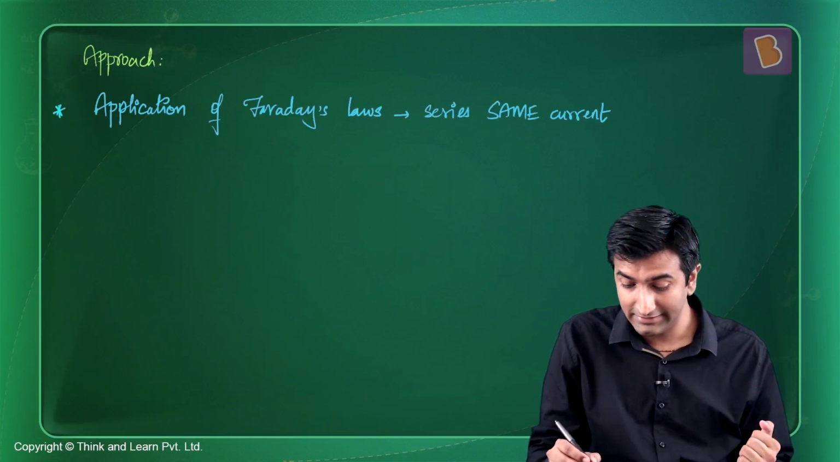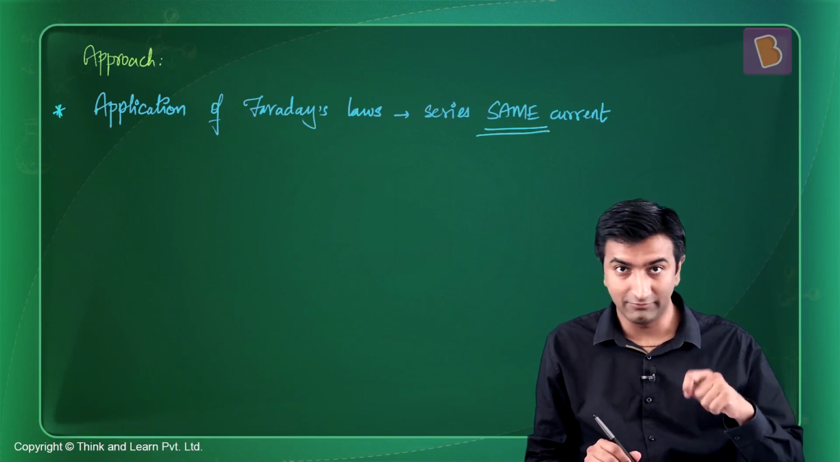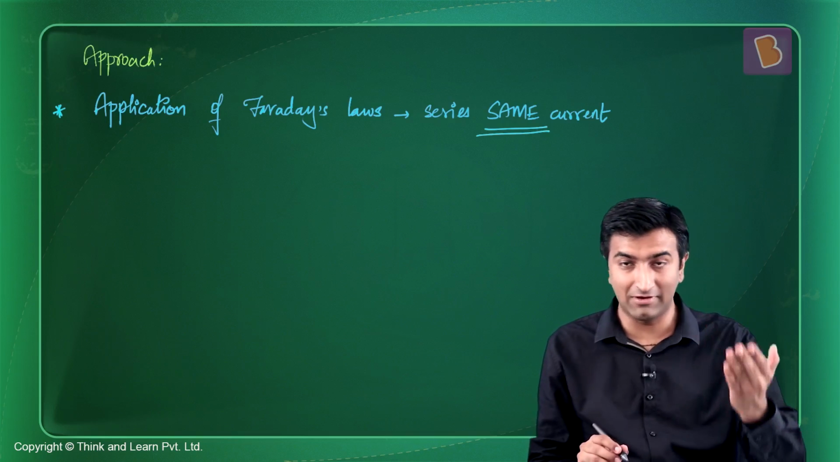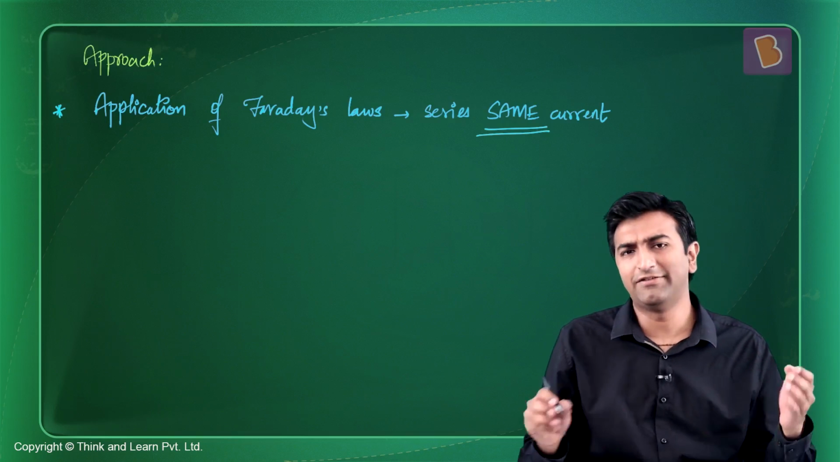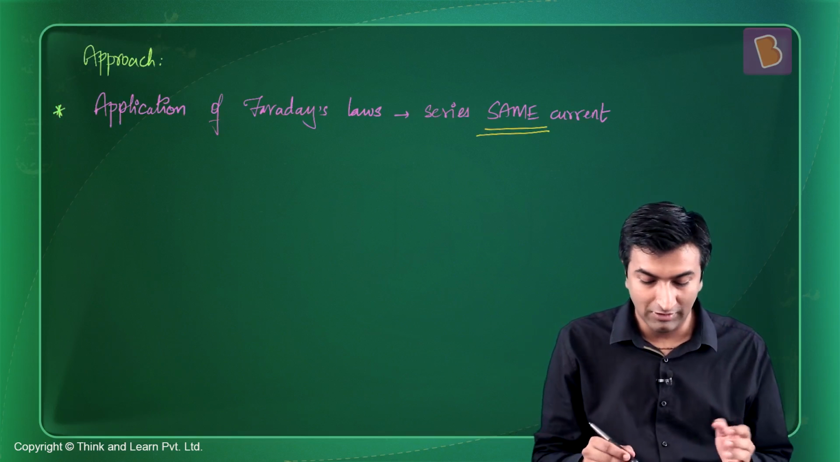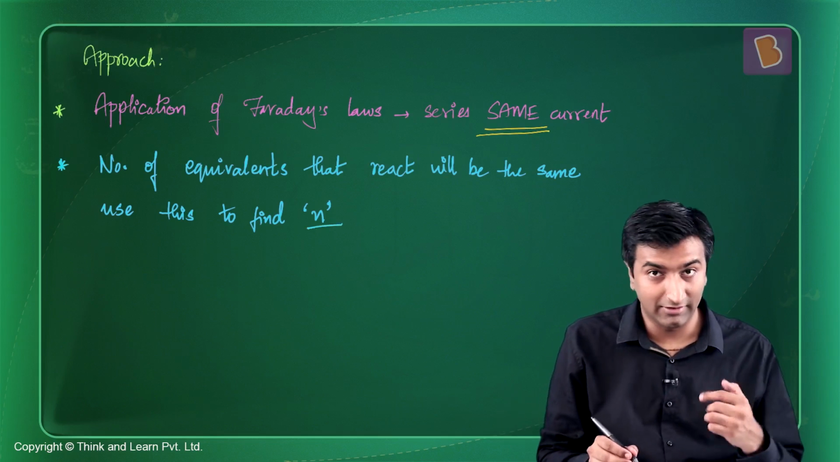Series means the current is the same. This is the single most important idea, that without this, you may not have an idea of what to do with this. So the same current passing is the first thing you need to know. After that, it's just Faraday's laws applied in different forms. The number of equivalents that react is going to be the same throughout. You can use that and find the value n in X^n+.